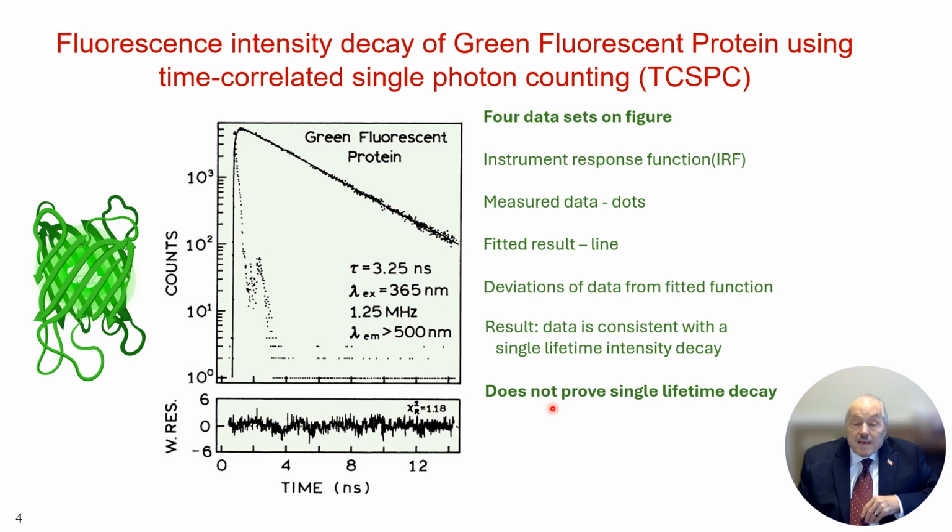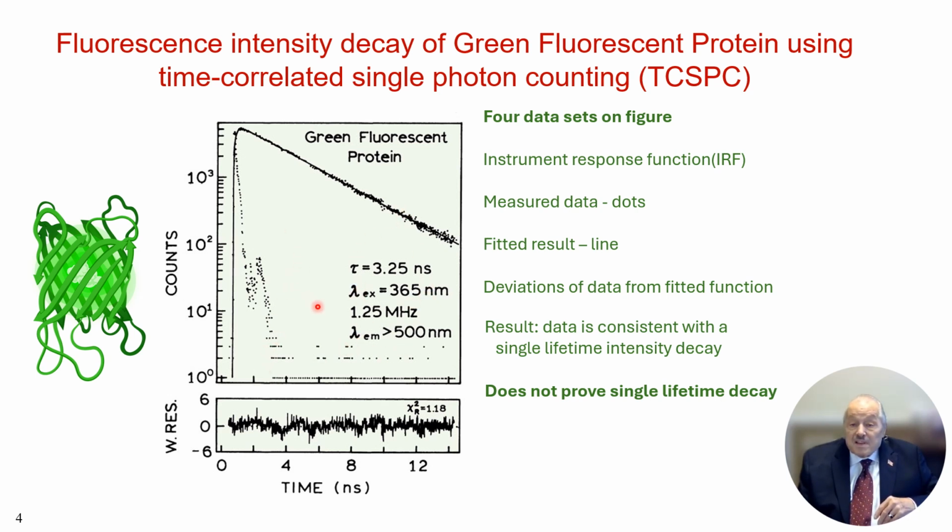Let's look at a typical result from a time-resolved measurement. You might not understand every part of this slide right now, but you will by the end of this lecture. So I chose a very simple one, green fluorescent protein, which I think we mentioned before. And there are 4 different lines on this graph that are important for understanding.